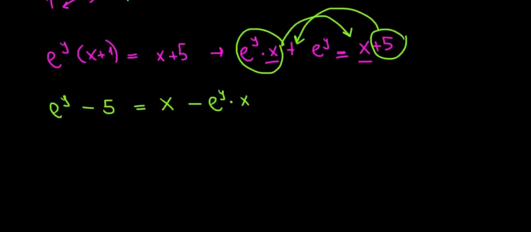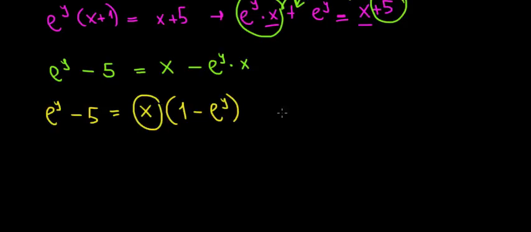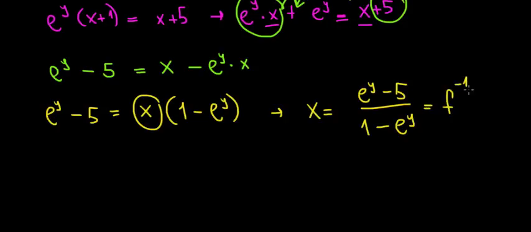Okay, we have x as a common factor, so we can take it out. We would have e to the power of y minus 5 equals x times, what are we left with? We're left with 1 minus e to the power of y. Now we're having only x here, so we can write that x equals (e to the power of y minus 5) divided by (1 minus e to the power of y), and that's literally our inverse. That's a function in terms of y.